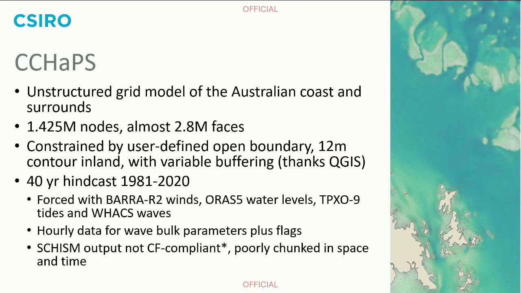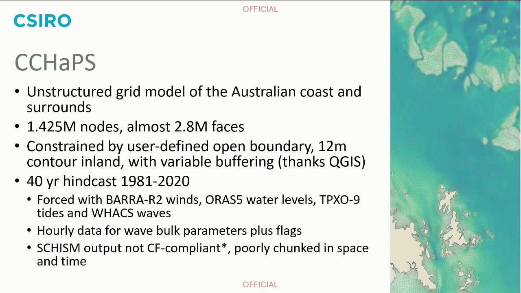So CHAPS is our ACS coupled coastal hazard prediction system. It's an unstructured grid model of the Australian coast, 1.4 million nodes, but with that tight spacing at the coastline and variable resolution out to the edges.